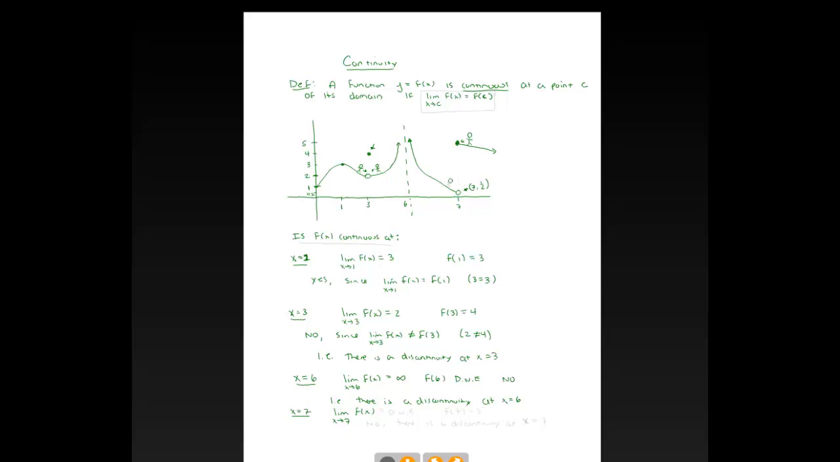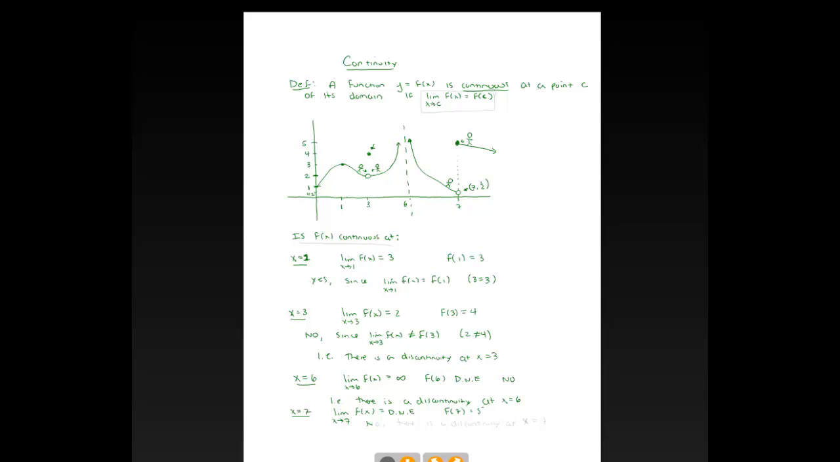And as you approach 7 from the left, the answer is 1/2. Those are not the same. The left and the right hand limits are not the same. So the limit as you approach 7 in general does not exist. But what is f of 7? Well, if you go up to the graph, f of 7 is 5. Does DNE equal 5? No, it doesn't.